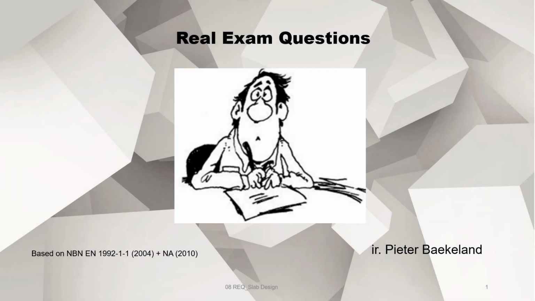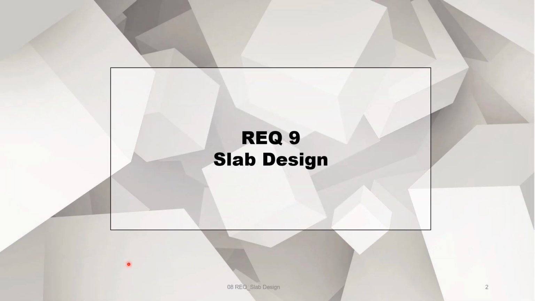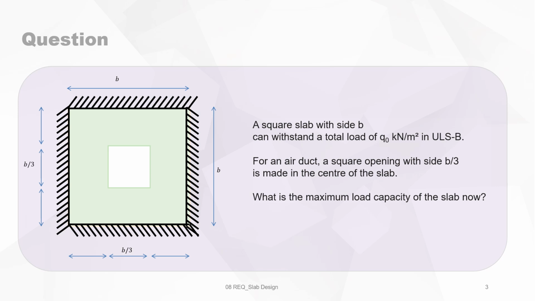Real exam questions. This is question 9, and it deals with slab design and yield lines. The question goes as follows. A square slab with a side B can withstand a total load of Q0 kilonewton per square meter in the ultimate limit state persistence.